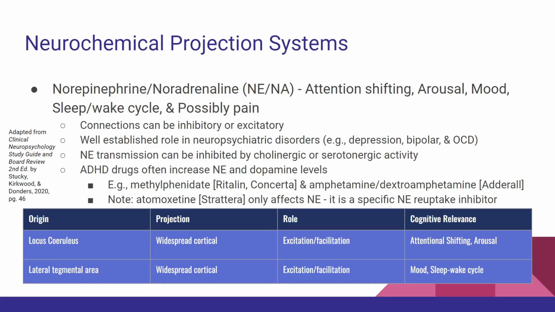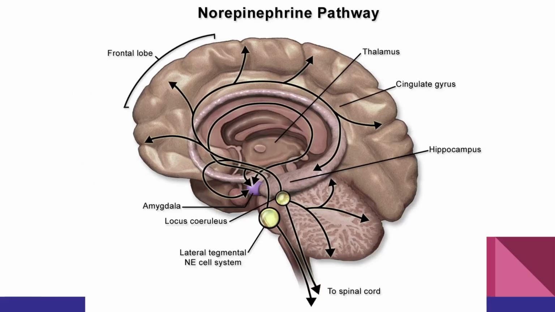Just a note that atomoxetine, or trade name Strattera, only affects this noradrenergic system, as it's a specific norepinephrine reuptake inhibitor, meaning that it prevents the removal of norepinephrine from this synaptic gap, which allows the norepinephrine to continue to stimulate the postsynaptic neuron. There's a couple of nuclei associated with norepinephrine production, and they project throughout the cortex, and once again are involved in things like attentional shifting, arousal, mood, and moderating our sleep-wake cycle. This graphic shows where these nuclei are located and the extent to which they project throughout the brain.